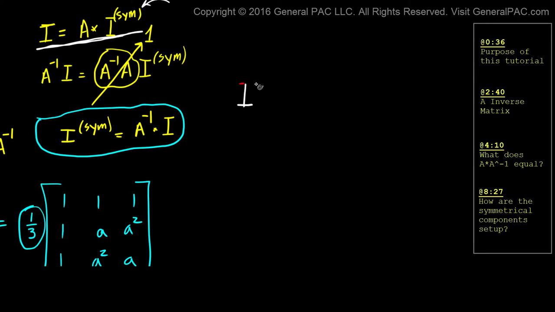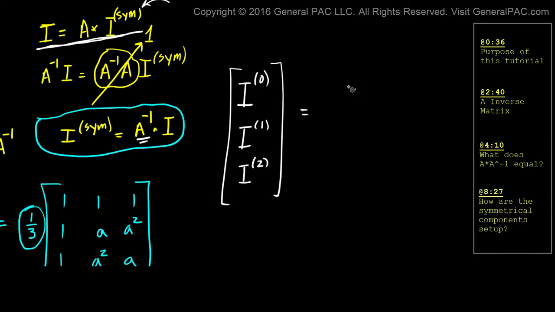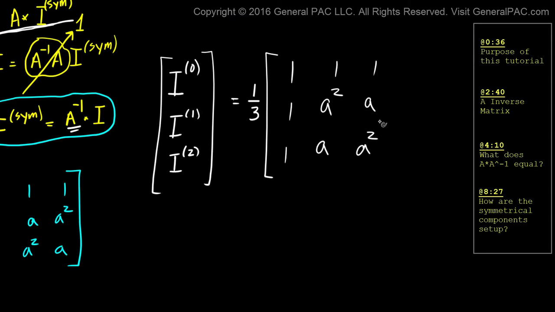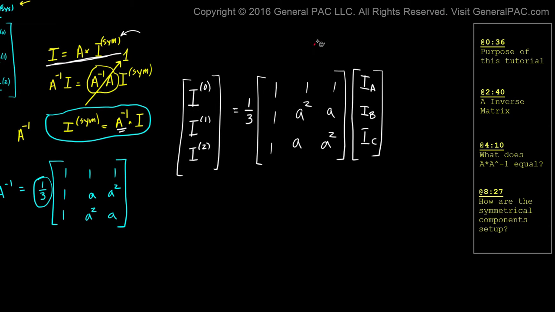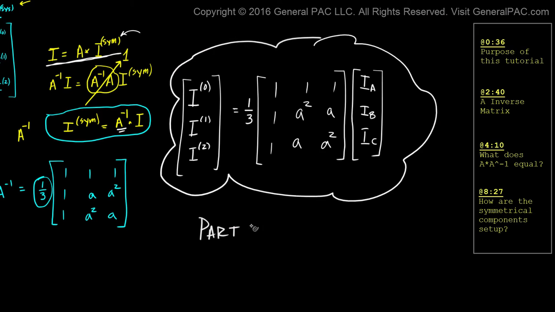So the symmetrical components were set up like this, where we had the zero sequence component first, the positive sequence component second, and the negative sequence component third. Well, that is equal to A inverse. So remember, we said that for A inverse, 1/3 is brought out as a coefficient. And then we have 1 here, 1 here, 1 here, 1 here, 1 here. And then we have this sort of symmetry where we start with A squared and then we end with A squared. And then we multiply that by our system phasors, which is simply IA, IB, and IC. And there you have it. So this right here is our solution. In part 4B, we'll give an example of this method so it can be solidified.